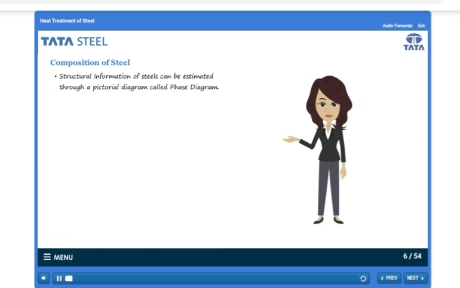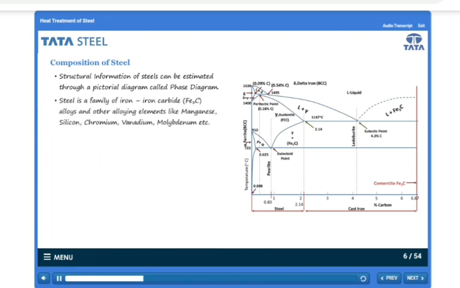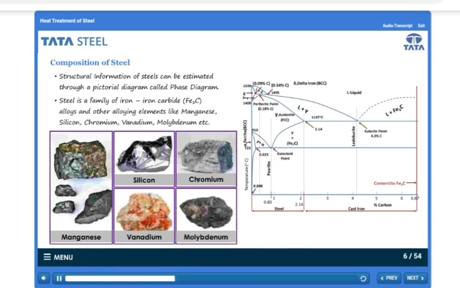Structural information of steel can be estimated through a pictorial diagram called phase diagram. Phase diagram is equilibrium diagram of different phases appearing at different temperatures, and if we change the composition, phase fraction would change as well as different phase might appear. Steel is a family of iron carbide, alloys and other alloying elements like manganese, silicon, chromium, vanadium, molybdenum, etc.